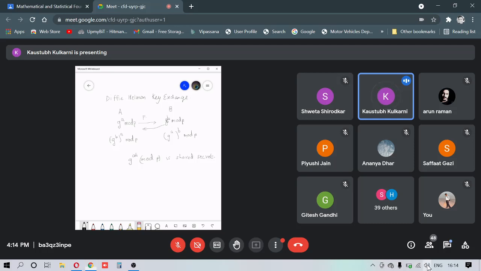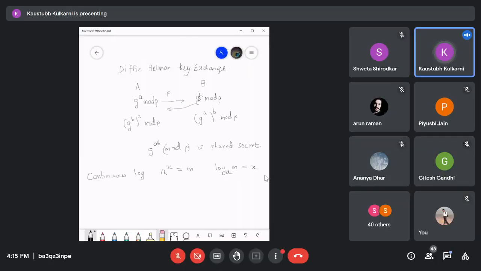So now the problem is, in the normal or continuous logarithm, we are finding the power. If a raised to x is m, then log of m to the base a is x. We find the power to which the base must be raised to get m. So what power of a is m? That is the continuous log, or the normal log that we know.